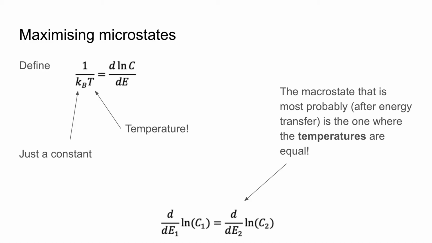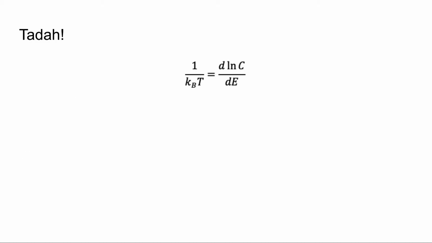It's basically telling you that in order to determine how much energy each system gets in the end, you need to set the temperatures to be equal, and that's where temperature is defined. So this is the definition of temperature. This is the statistical definition of temperature.